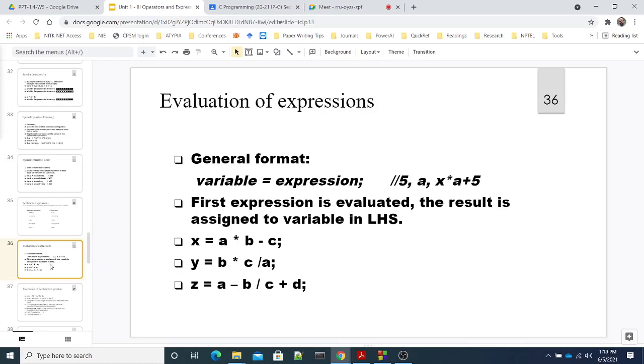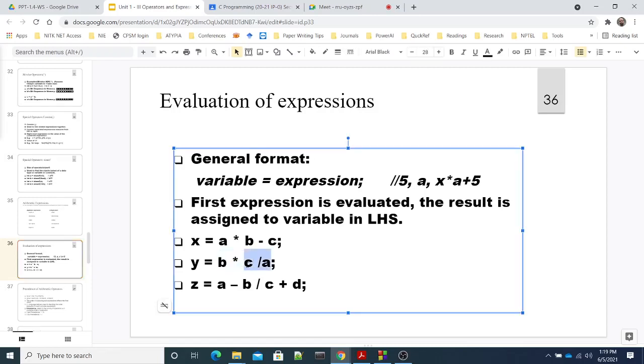Anyone remembers that rule? How do you decide whether multiplication takes place first or division takes place first in mathematics? We use the rule called BODMAS: bracket, then division, multiplication, addition, subtraction, right? So in mathematics it is clearly defined. But in C it is not like that, so we have to be careful about that. So we will discuss how the evaluation of expression takes place.